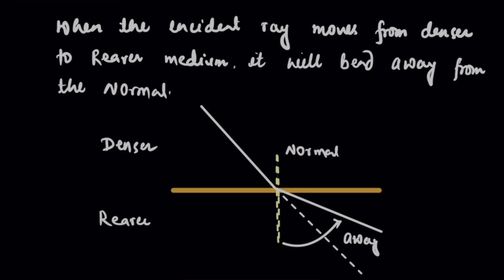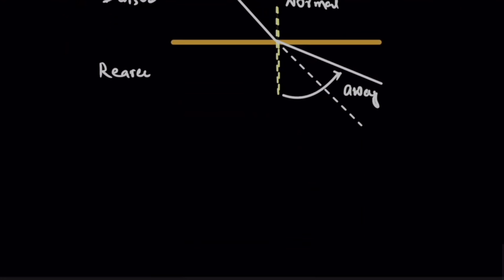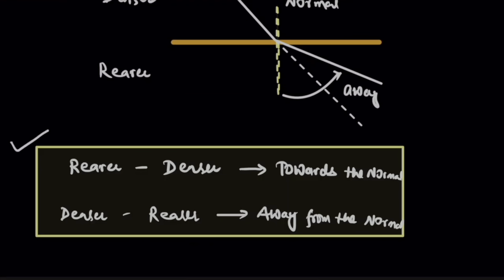I hope you understood this part. So in short, I just write it down. Sometimes MCQ question comes based on this relation about the obliquely.